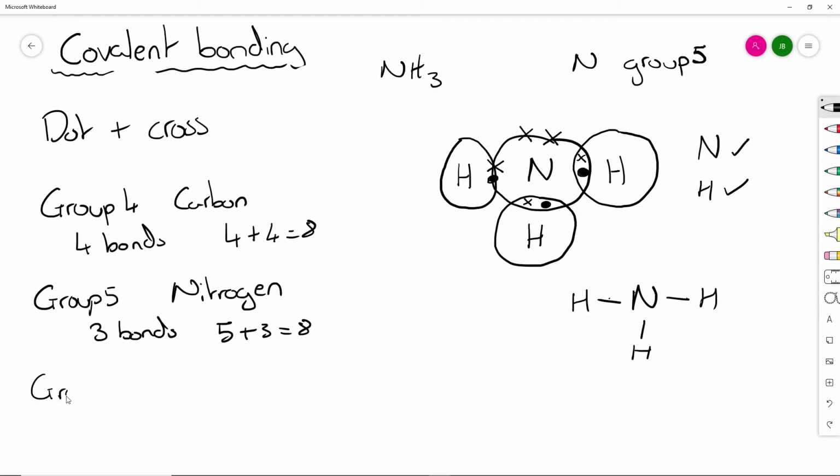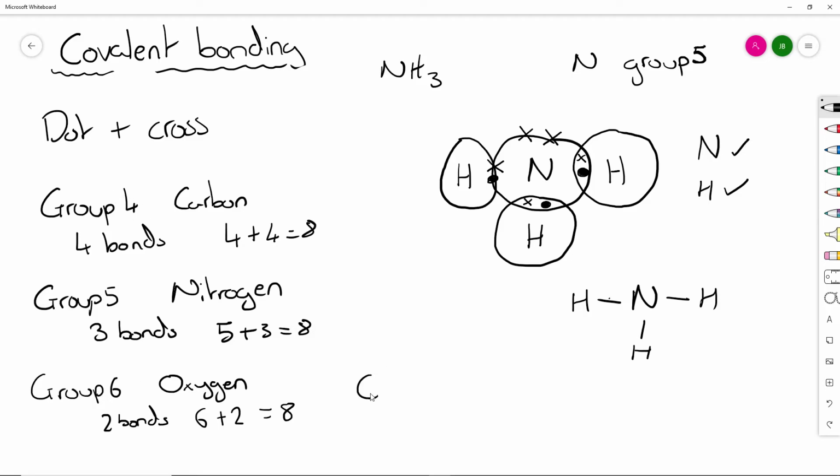Group 6, such as oxygen, will form 2 bonds because it has 6 electrons in its outer shell plus 2 from the bonds, it will equal 8. Because the group number, as I've said before, is the number of electrons in the outer shell.